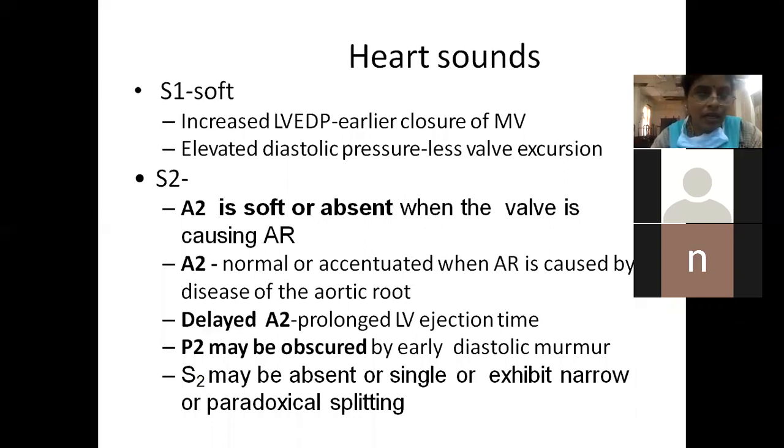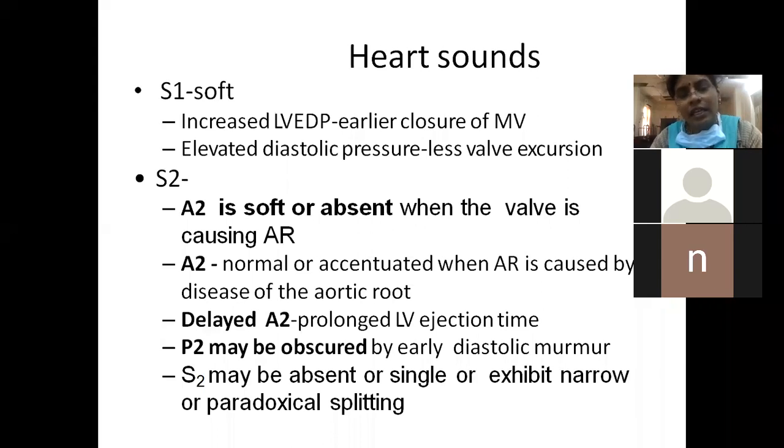Then coming to the second heart sound. Here it is soft, or maybe absent, when the valve is involved. Valve means the underlying etiology is a valve leaflet or cusp. A2 is normal or accentuated when the root is involved. This is the difference between whether the leaflet is involved or the root is involved.